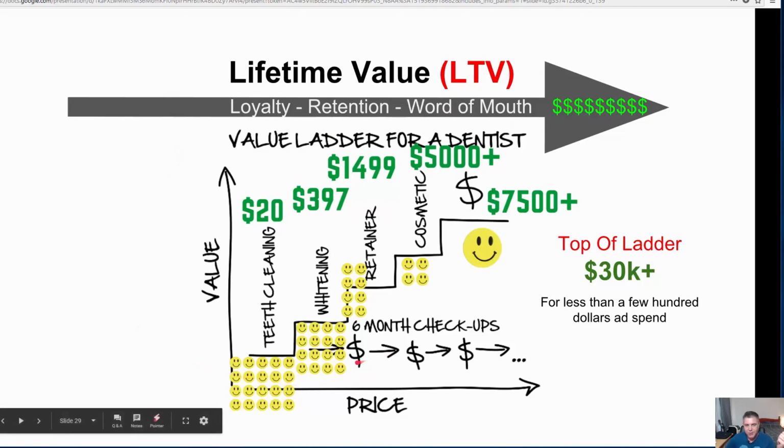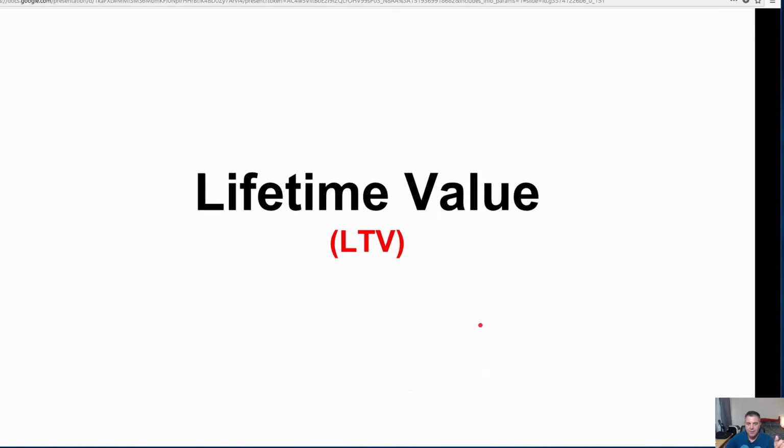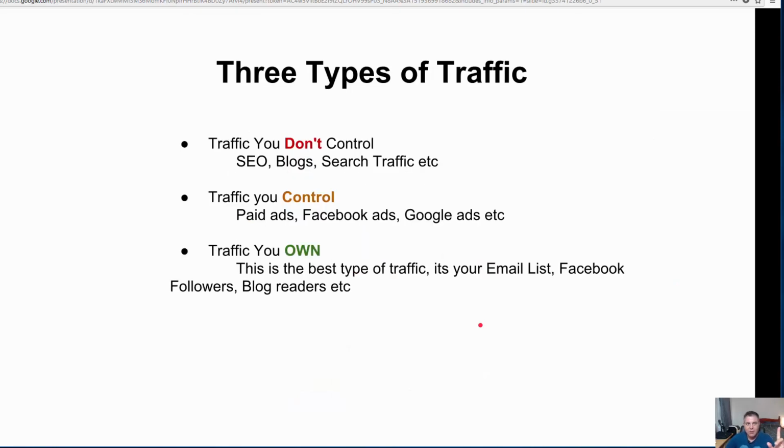And remember, there's also these ongoing monthly checkups. If you're a hair salon, it might be a monthly visit to your hair salon. Okay, so just trying to put you in this frame of mind. Okay, lifetime value, LTV, don't forget it. Okay, nearly done, but there are 3 types of traffic.